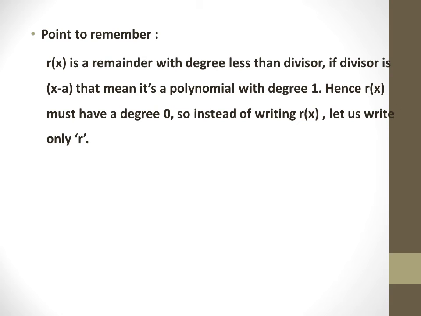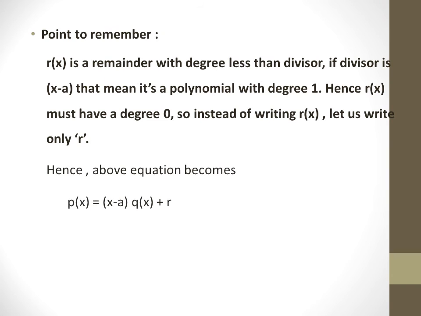Okay, so here what is the divisor? x minus a. What is its degree? It is 1. The degree of x minus a is 1. So what must be the degree of your remainder? It should be less than 1, so it will be 0. So the degree of the remainder must be 0. When I say the degree is 0, that means it's a constant term. It will not be a function of any variable. So we need not write r of x. Let us write simply r, because it's a constant term that must have degree 0.